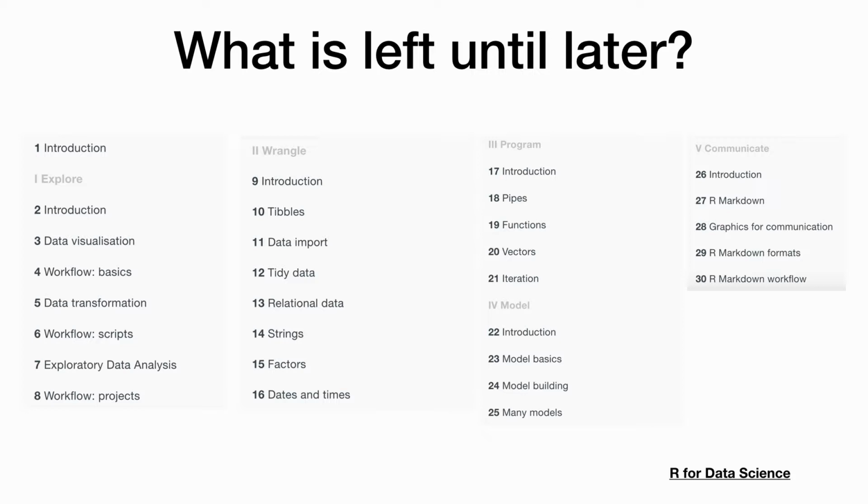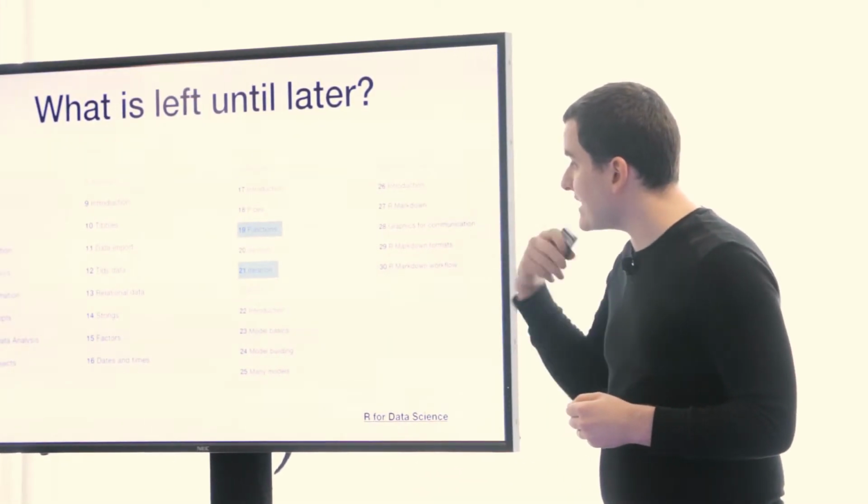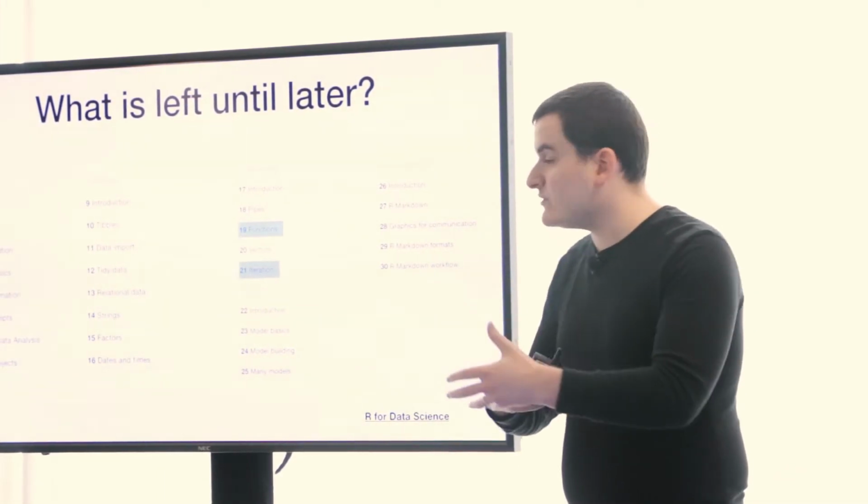And notice that writing your own functions is introduced in chapter 19, and iteration with loops and I believe conditionals as well is introduced in chapter 21. So everyone knows students do need to learn these, but they didn't have to be the first things. Notice they started with data visualization, data wrangling, how you tidy data.